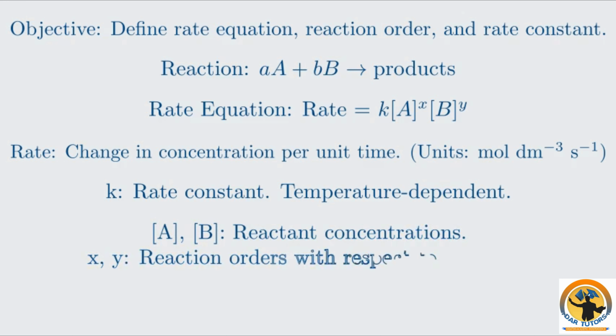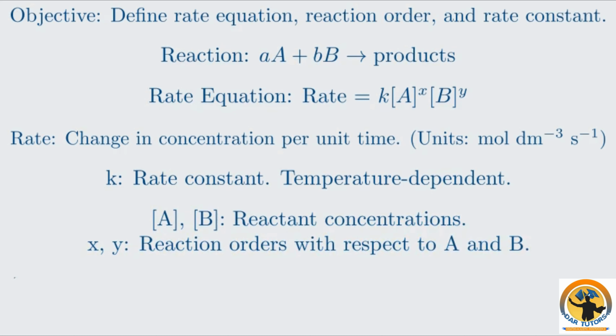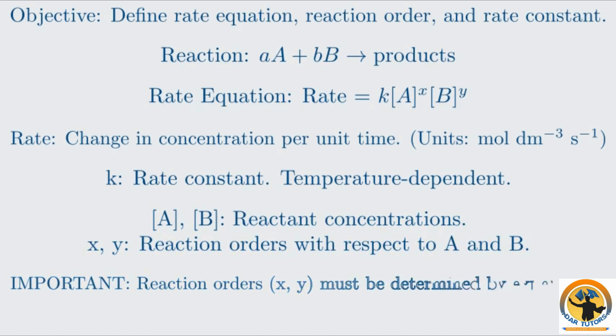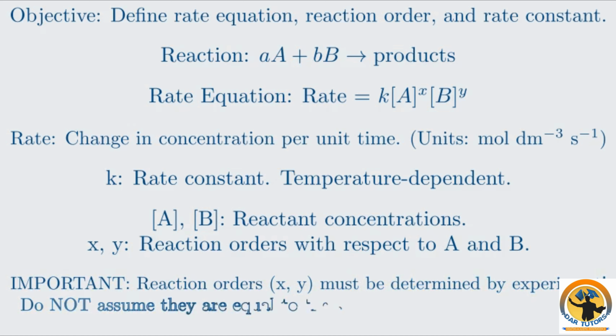These are called the reaction orders with respect to reactants A and B, respectively. The most important takeaway here, and a common mistake, is that the orders of reaction X and Y must be determined experimentally. You cannot simply look at the stoichiometric coefficients, A and B, and assume they are the orders. The order of reaction is an empirical value.